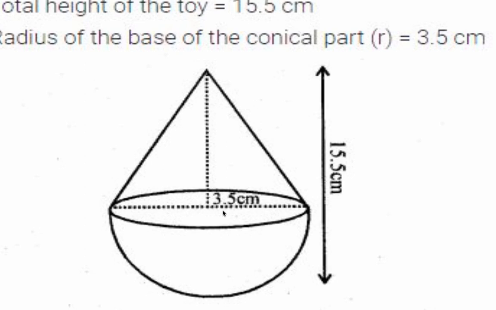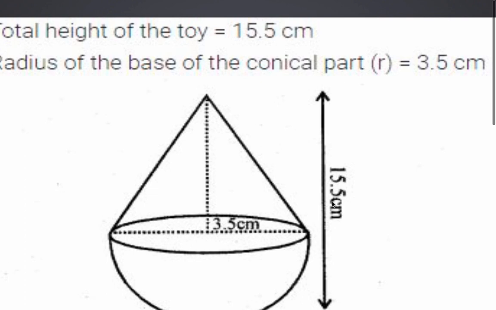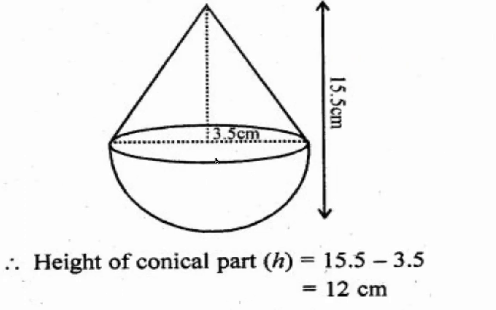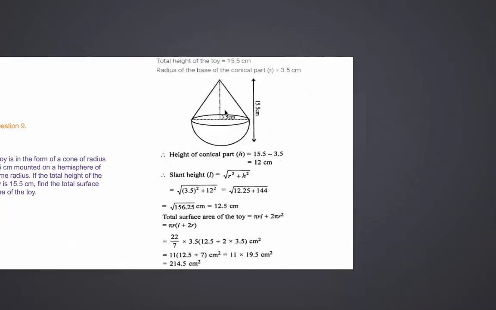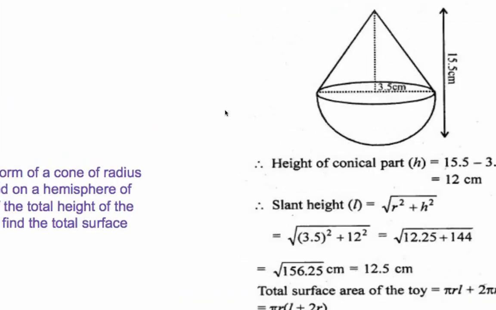Yes, ma'am. Okay. So this total is 15.5, out of which this much radius is 3.5. So what is the height of the cone? It will be 15.5 minus 3.5, which is 12 centimeter. The height of the cone was not given, but I could calculate it because I knew that the total height of the toy is 15.5, and this radius and this much height are the same for the hemisphere. So from the total height, this radius is subtracted to get the height of the remaining part, which is the cone. Now that I know all the values, I can start with the solution, students.